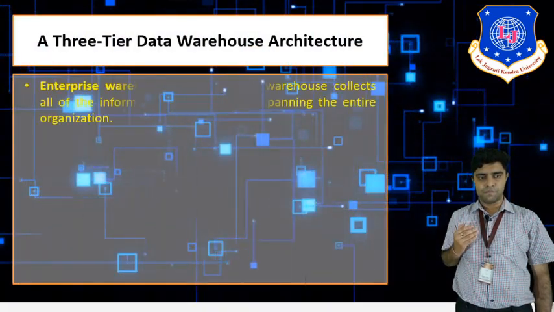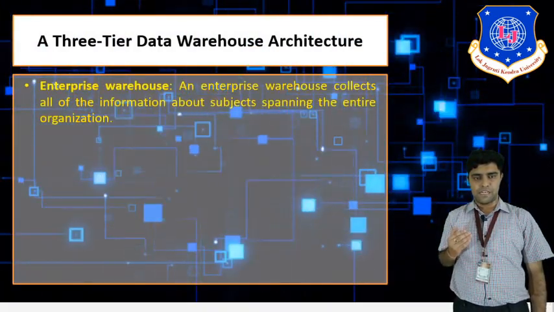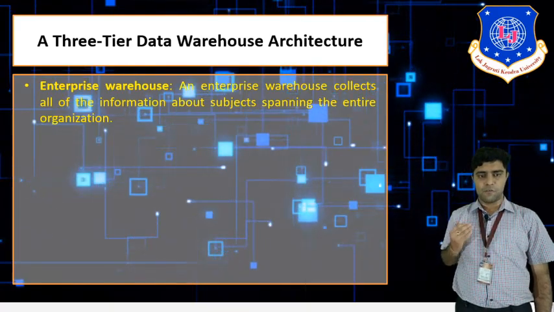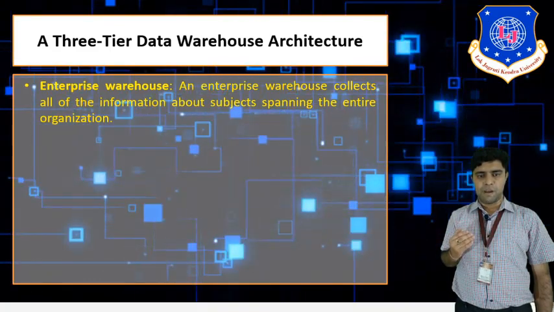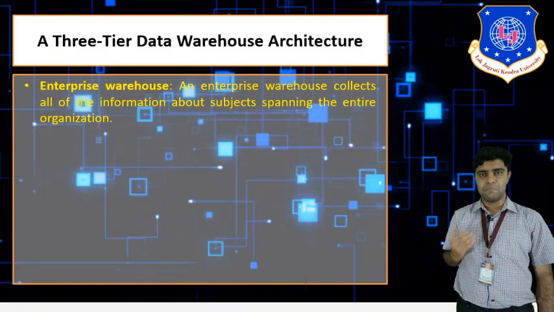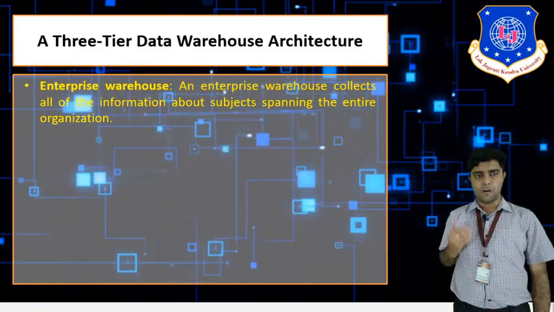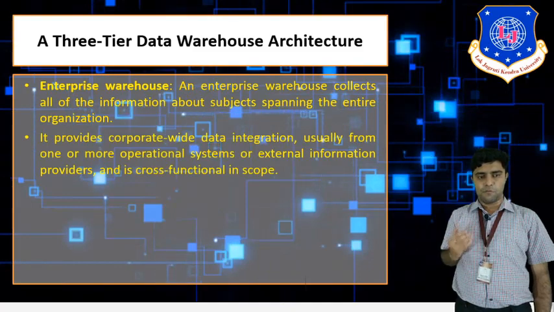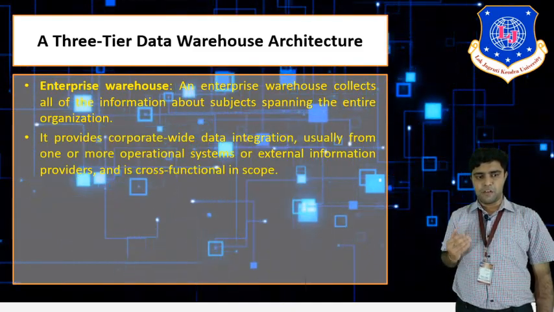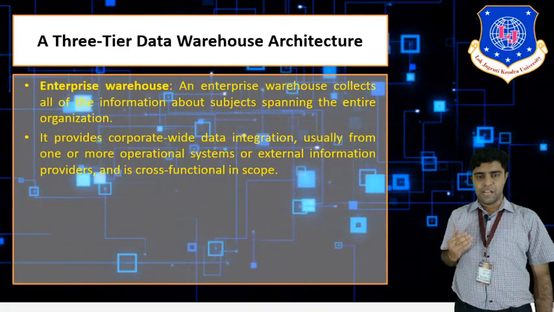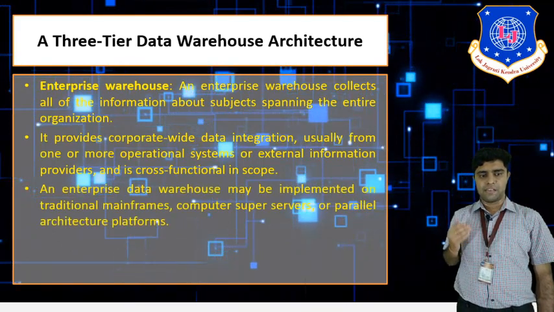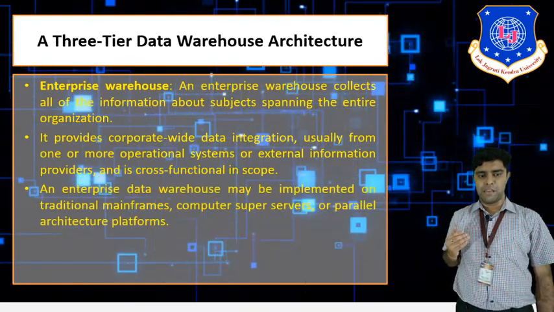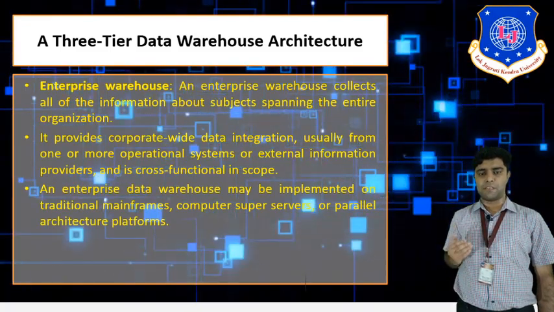Now we will see the different definitions in data warehouse architecture. First is the enterprise warehouse. What is an enterprise warehouse? An enterprise warehouse collects all the information about subjects spanning the entire organization. It provides corporate-wide data integration, usually from one or more operational systems or external information providers, and is cross-functional in scope. An enterprise data warehouse may be implemented on traditional mainframe computers, computer superservers, or parallel architecture platforms.